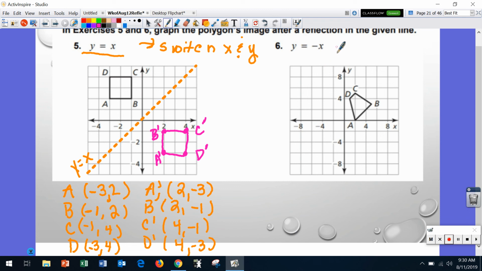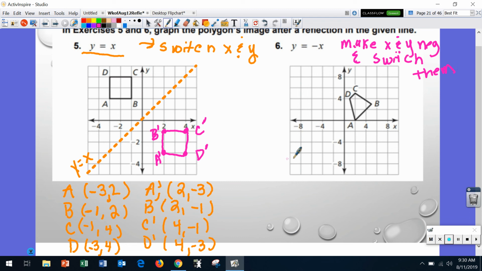When you have Y equals -X, then you're going to make X and Y negative and switch them. That's the rule.